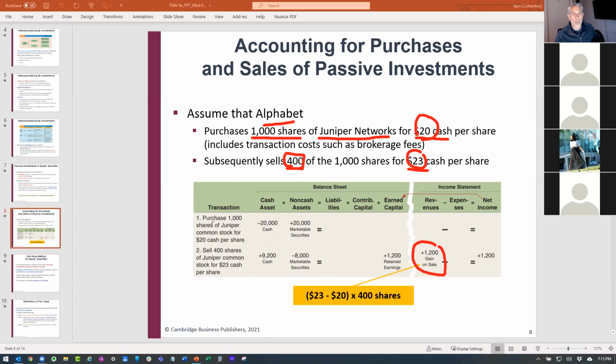But firstly, on the purchase, you have $20,000 worth of cash going out the door. That's the credit. You have the debit to marketable securities. That's the easy one. When they sell 400 shares, you have $9,200 worth of cash. That's the debit. You have 8,000 marketable securities. That's the credit. And then to make the whole entry balance, you're going to credit a gain on sale of $1,200.